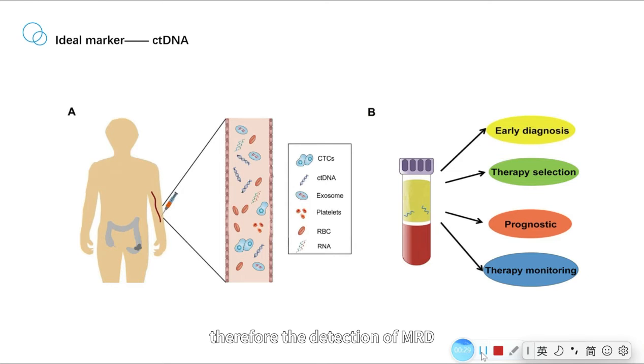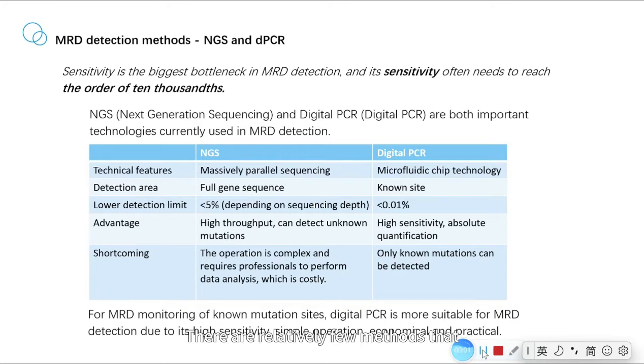Therefore, the detection of MRD often requires a relatively high sensitivity technology. There are relatively few methods that can achieve such high sensitivity. Such sensitivity can currently be achieved by increasing the breadth and depth of NGS technology and digital PCR. Therefore, these two technologies are currently considered the key technologies for MRD detection.